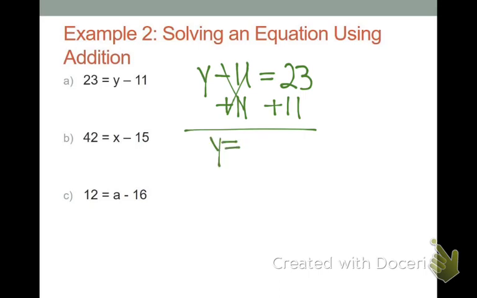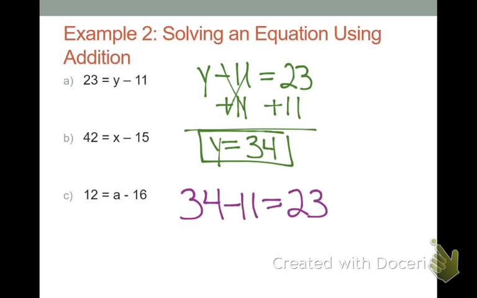So now, what's 23 plus 11? 34. And that's my answer, or so I think. How can I be sure? Check. I can check it. Plug it back in. 34 minus 11 equals 23.